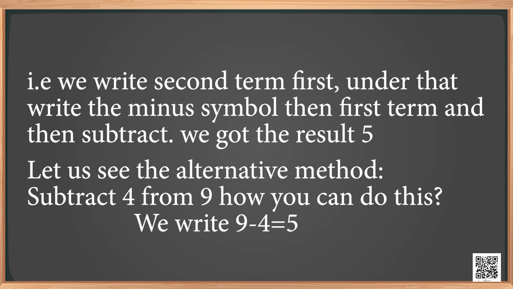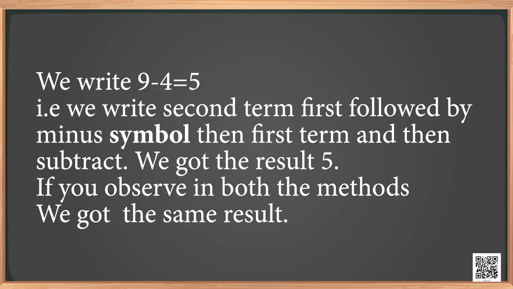Let us see the alternative method. Subtract 4 from 9. How can you do this? We write 9 minus 4 is equal to 5. That is, we write the second term first, followed by the minus symbol, then the first term, and then subtract. We got the result 5. If you observe, in both the methods we got the same result, isn't it? We now see one more problem.